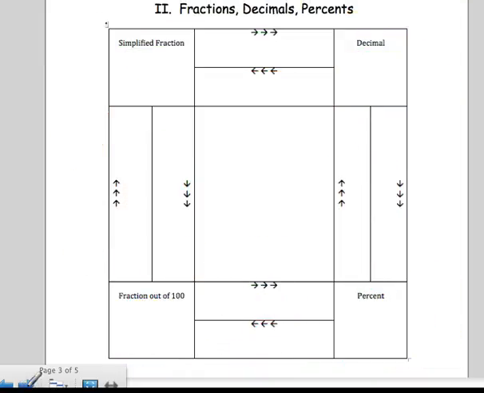Okay, on your paper I'd like you to try this problem, converting 3/5 to a decimal, a percent, and a fraction out of 100. Please stop the video here, try the conversions, and then press play when you're ready. Okay, you've tried to convert this fraction to a decimal, percent, and fraction out of 100.